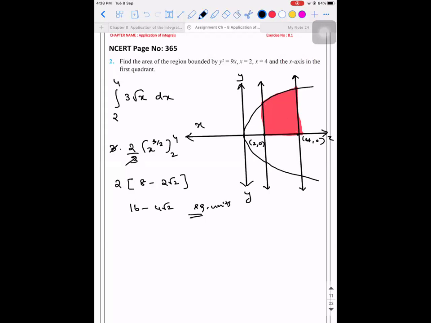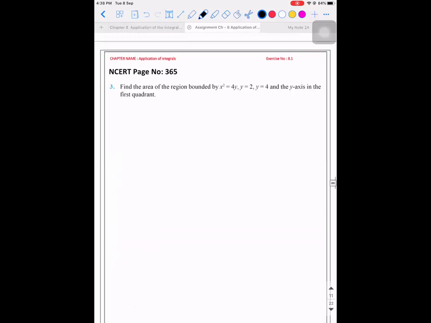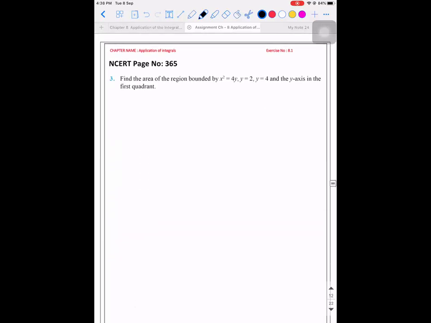Moving on to the next one. You people do it. x square is equal to 4y, an upward parabola. Actually, this chapter is over according to the deleted portion because the next exercise is not there. So how many more problems are there? 10. We can actually finish it in one day. So solve this: find the area of the region bounded by the curve x square is equal to 4y, y is equal to 2, y is equal to 4, and the y-axis in the first quadrant again.